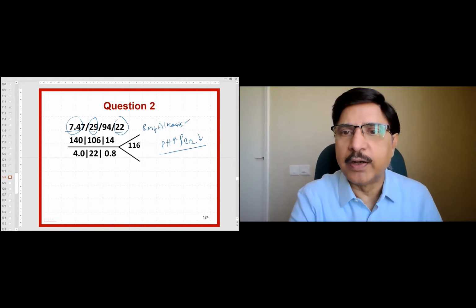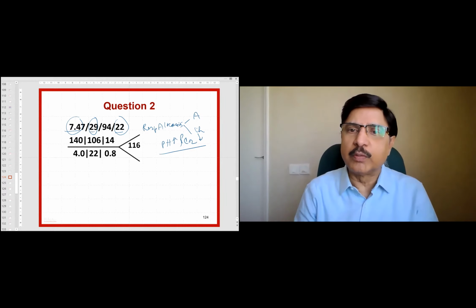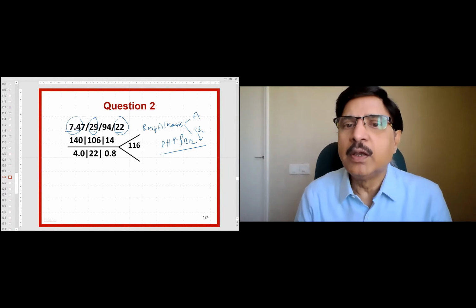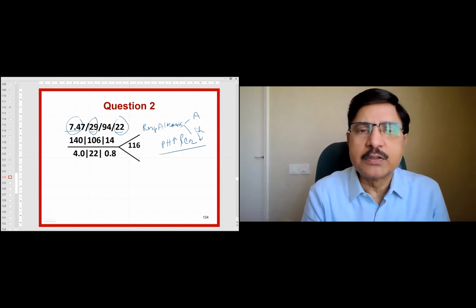Still not satisfied. It could be acute or it could be chronic. We don't know. That we have to find out. Then we have to go into the causes. Okay. Now respiratory alkalosis is evident. Why? pH is higher, that means alkalosis. Bicarbonate, if it were metabolic, should have been higher.